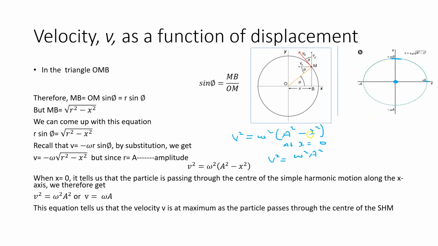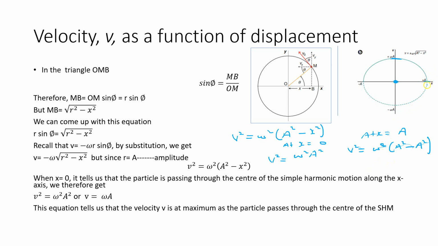Now, what if x is equal to a? So if x is equal to your amplitude, that is when you will not have any velocity. And by way of the equation, v squared is going to equal omega squared times a squared minus a squared. A squared minus a squared gives you 0. 0 times omega squared, v squared is going to equal 0, which we are seeing right here.